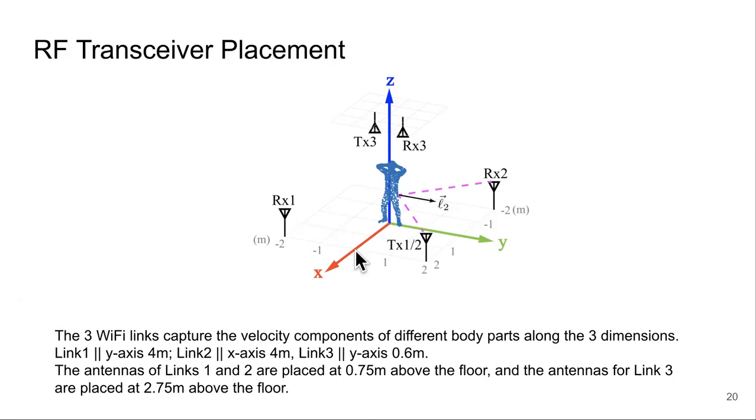Each link is a pair of transmitter TX and receiver RX. For example, link 1 is here. Link 1 is placed in front of the person and is parallel to the y-axis. Link 2 is parallel to the x-axis. And link 3 is on top of this one, parallel to the y-axis, but in the opposite direction.